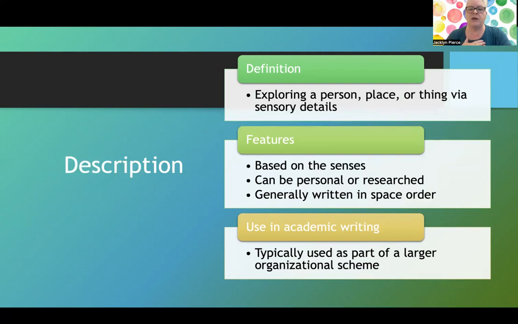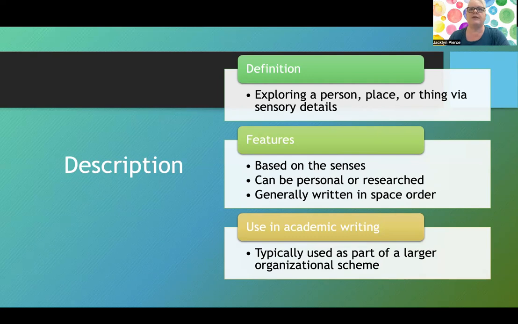Description we used within the personal narrative, but the definition, of course, is to explore a person, place, or thing via sensory details. And it is important for our purposes that when we think of description, we do so based on sensory perceptions. What does it look like, sound like, etc. Just like narration, you may have your own personal observations in writing a description, but you can also research it.